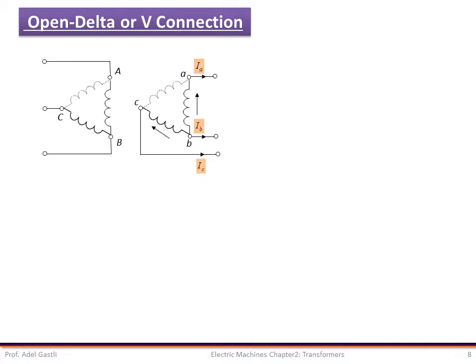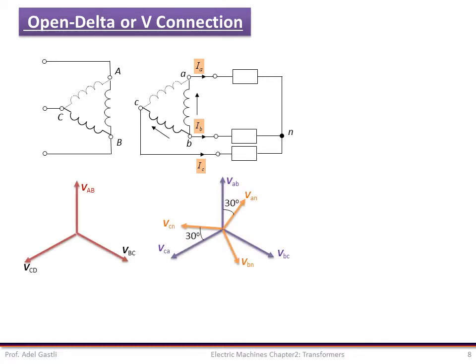Let us analyze this situation and consider this three-phase transformer connection in which one single-phase transformer, shown in dotted lines, is removed. For simplicity, the load is considered to be Y-connected. We can draw the phasor diagram for voltages and currents as shown in this figure.